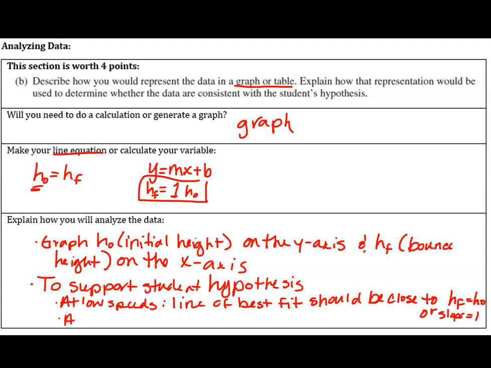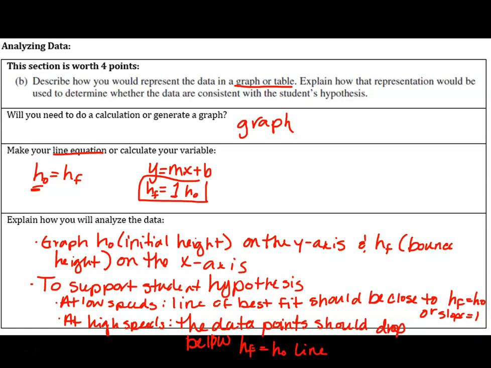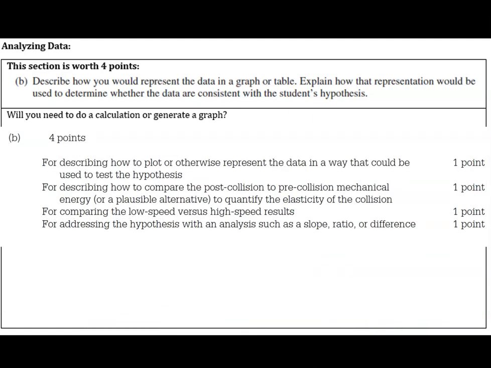At high speeds, the data points should drop below that line. So that would be an explanation of how to analyze the data. And this is also worth 4 points.